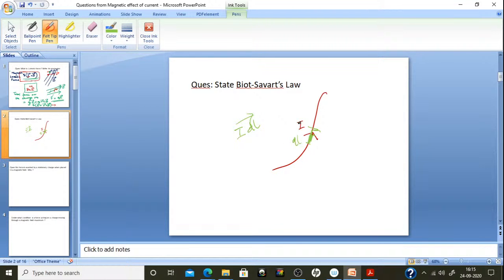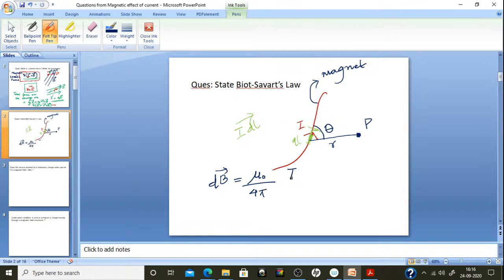So, according to Biot-Savart's law, the force at some point P because of this wire, suppose the distance is r, then the magnetic force. You should know that if a wire carries current, it behaves like a magnet. So the magnetic force at a point P at a distance r from the wire, suppose the angle here is theta, then according to Biot-Savart's law, a small field dB is equal to mu naught by 4 pi I dl cross r divided by r cube.